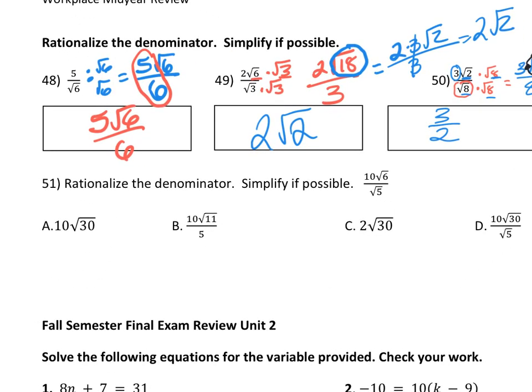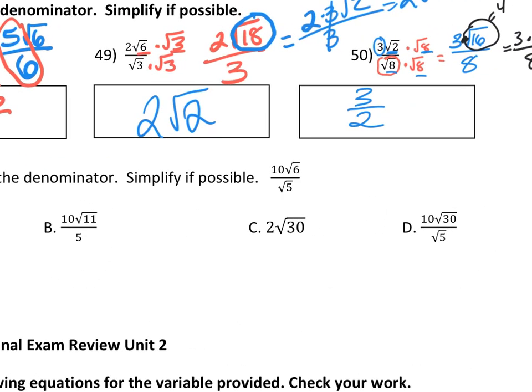Okay, number 51, still rationalizing the denominator here. So the denominator has the square root of 5, so you're going to multiply by the square root of 5 in the numerator and denominator. So only the numbers in the square root we can multiply, so 10 stays out in front. Square root of 30, all over square root of 5 times square root of 5 is going to be 5 with no square root.